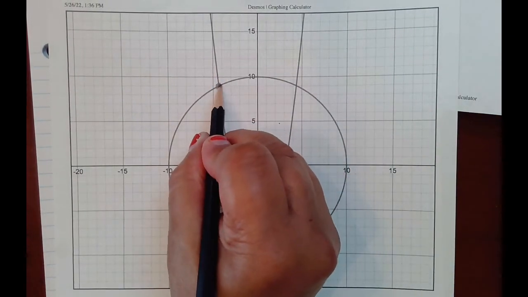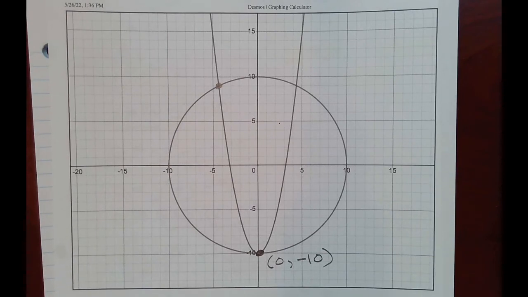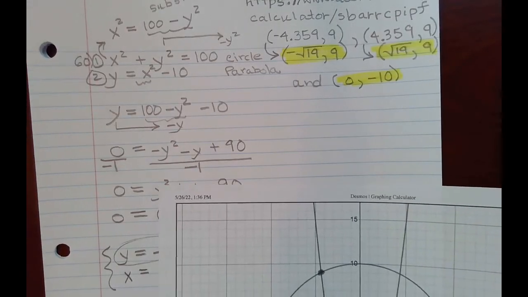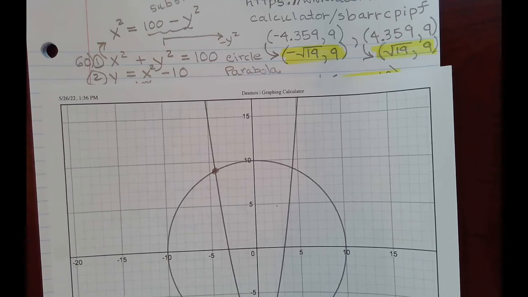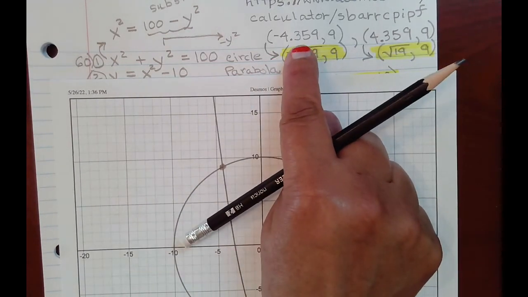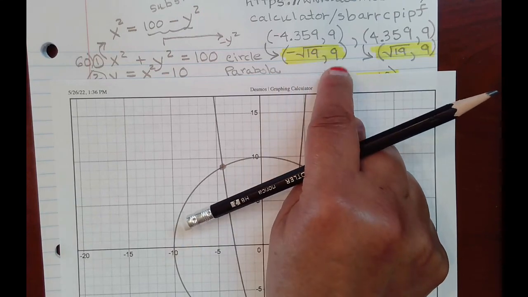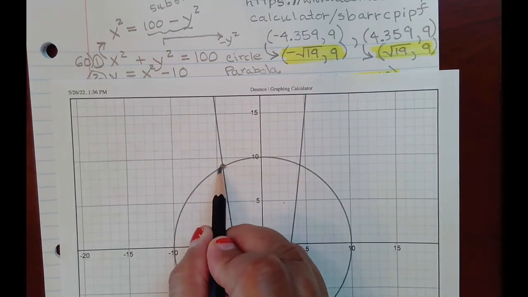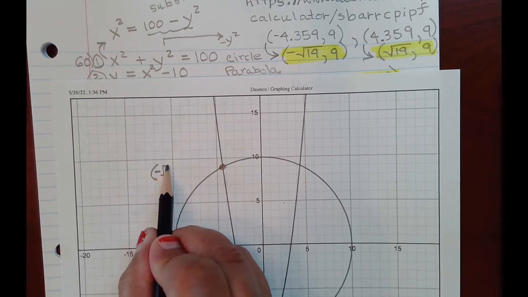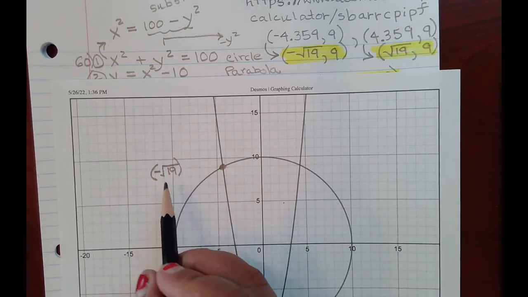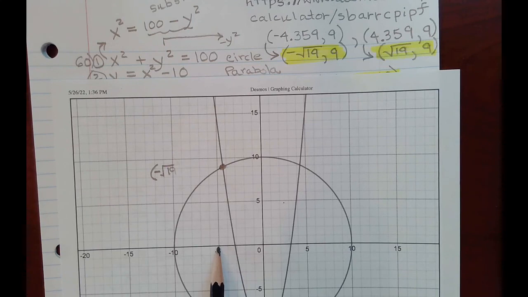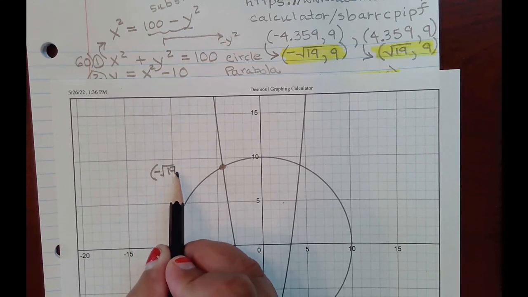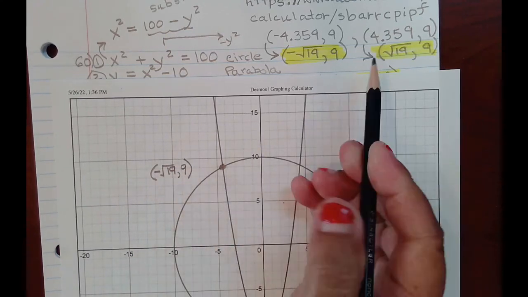And then this point that you're seeing right here, that was the negative square root of 19, which is about negative 4.35, about negative 4.4, and it's 9 units up in the air. So that's this point right here. Negative square root of 19, which is really about negative 4.3. And you can see that this is not even at negative 5. This is about negative 4.3-ish. And then it's 9 units up in the air, just like you see right there.